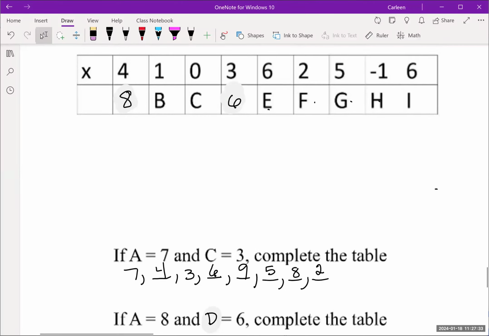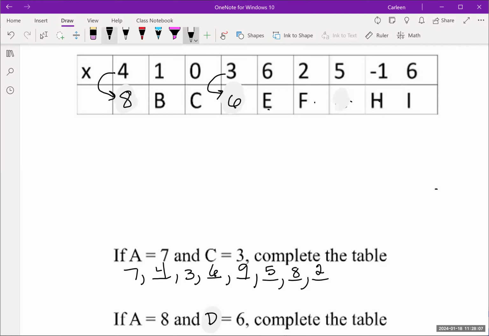Now it's a different pattern. Okay, what are we doing? 4 becomes 8. 3 becomes 6. Ah, ding, ding, ding. Very good. Who else has an idea? Nice. Anyone else? 4 becomes 8. 3 becomes 6. I'll give you a hint.